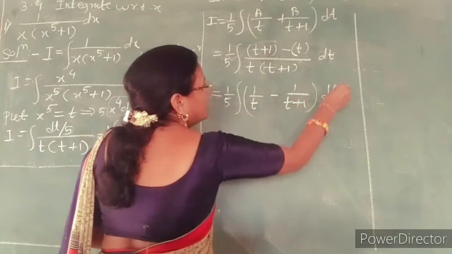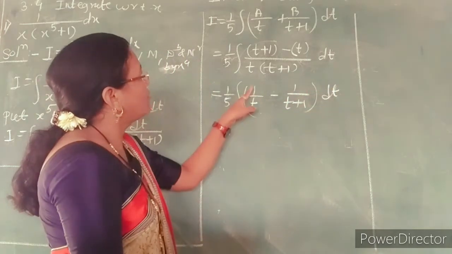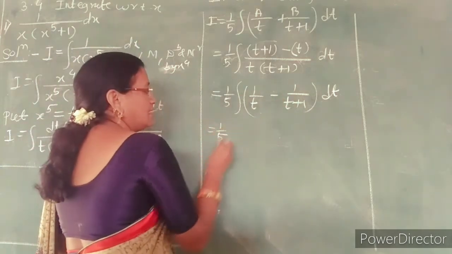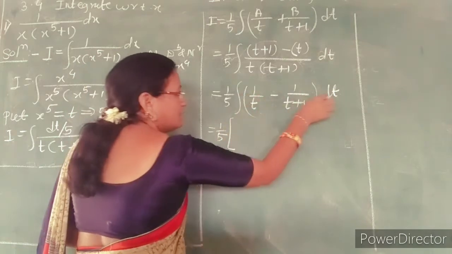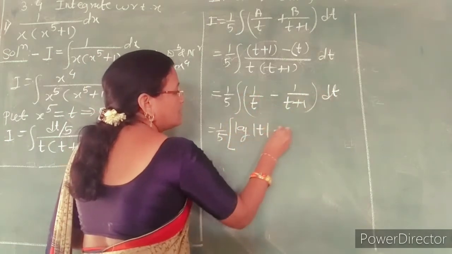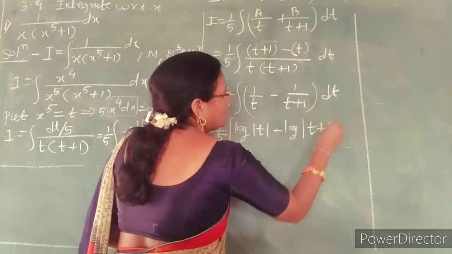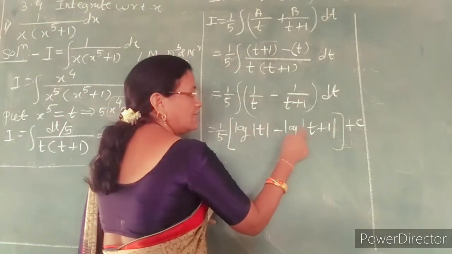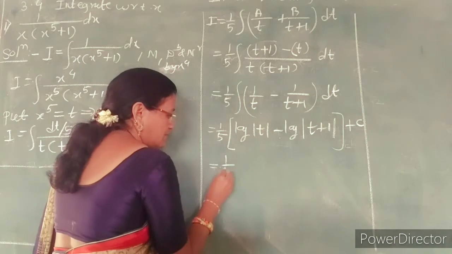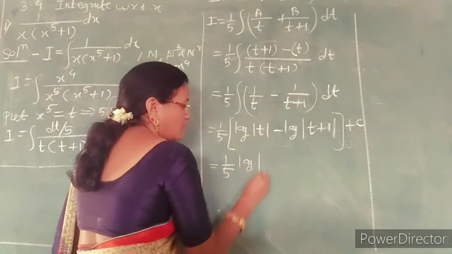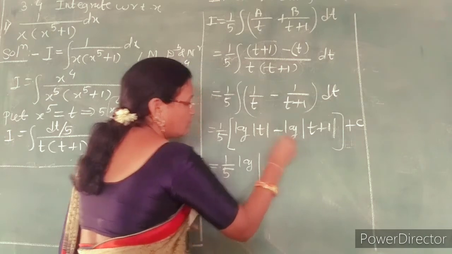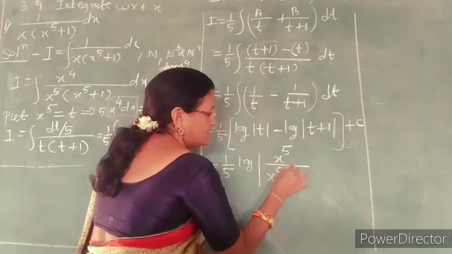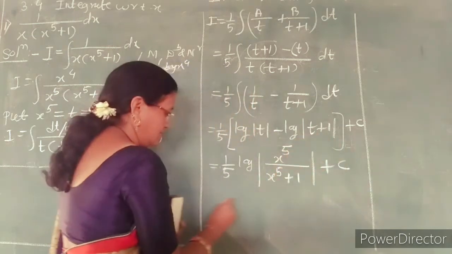So naturally, without calculation of A and B, we can find the value of A equal to 1 and the value of B equal to minus 1. So we can evaluate this integral directly. The integral of 1 upon t with respect to t is log of mod of t minus log of mod of t plus 1, plus constant of integration. Now we simplify by substituting back for t: 1 by 5 log of mod of t, which means x raised to 5, divided by t plus 1, which means x raised to 5 plus 1, plus C.